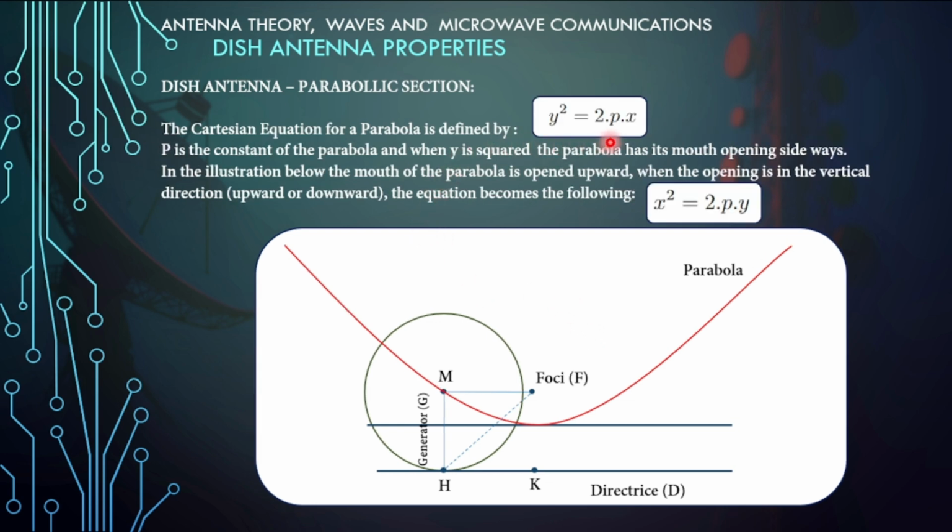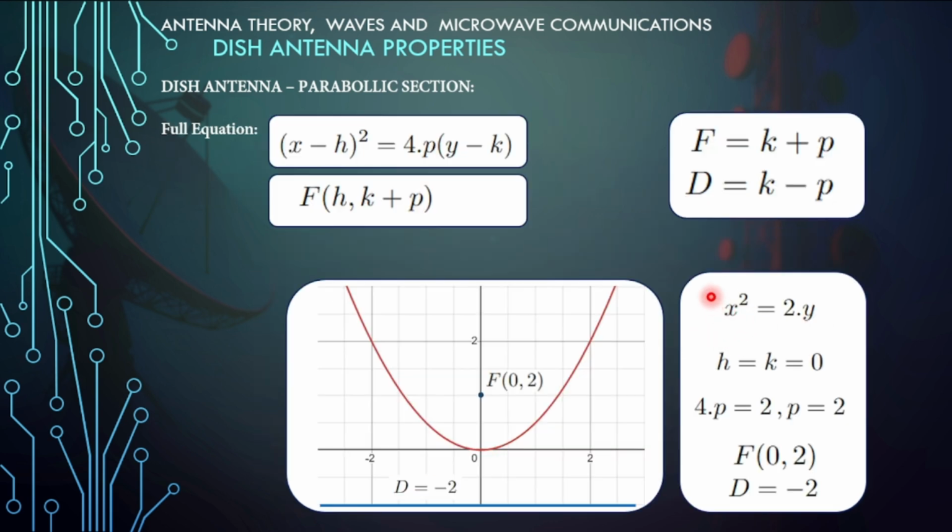Another main equation for the parabola is y squared equals 4px when it's pointing left or right, or x squared equals 4py when the parabola is either pointing upwards or downwards. Okay, this is the main equation. Now, that's the full equation of the parabola.